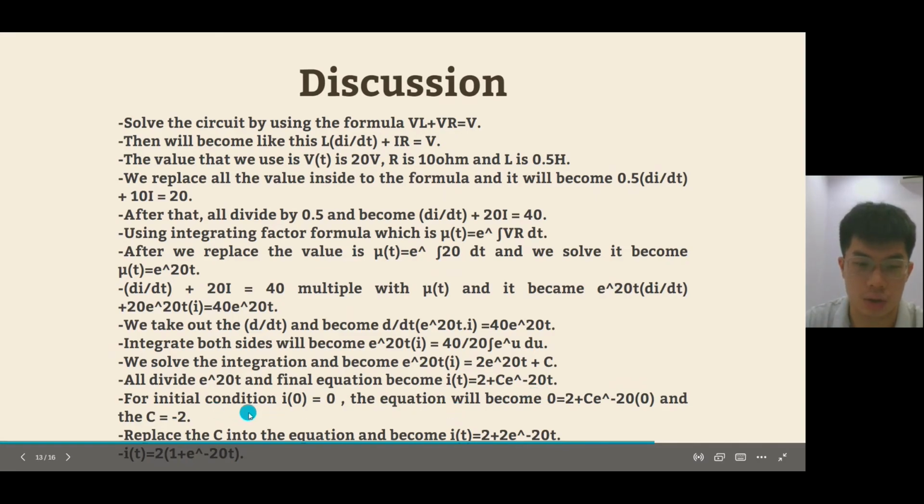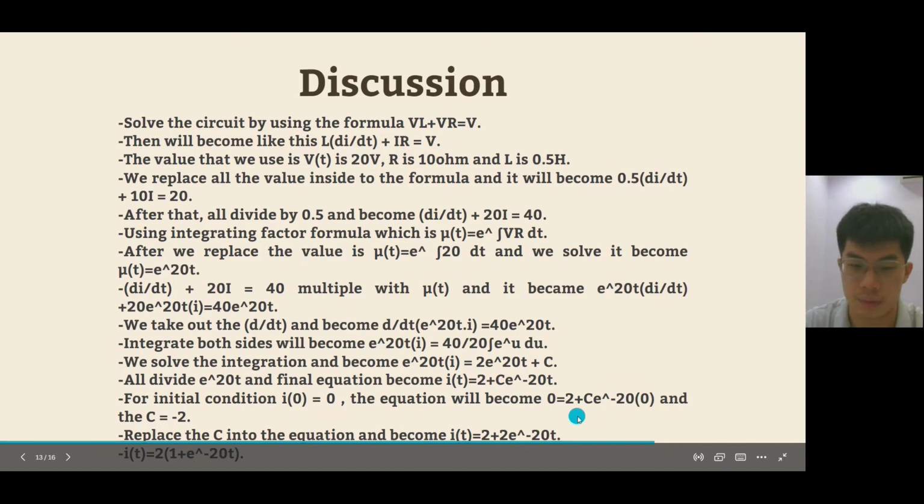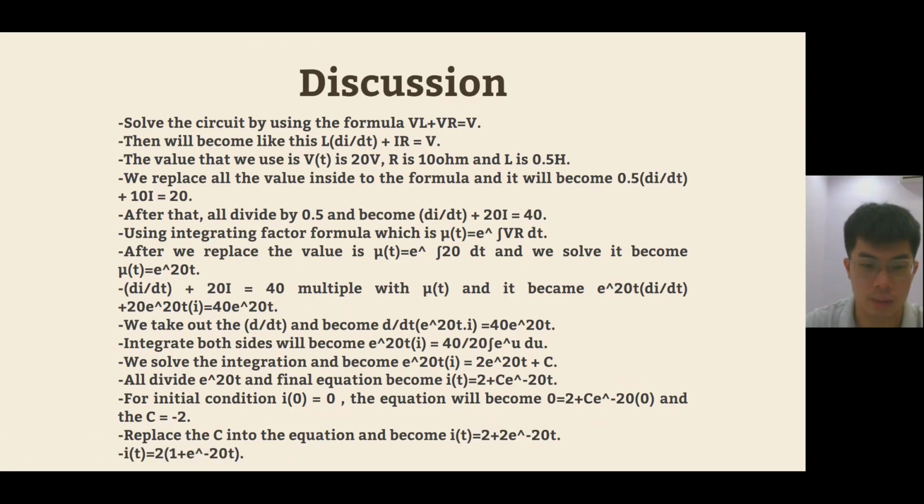For the initial condition, i equal to 0, we need to find c, and c is equal to -2. We replace c into the equation and get the final value. We take out the 2, and it becomes 2 multiplied by (1 minus e^(-20t)).